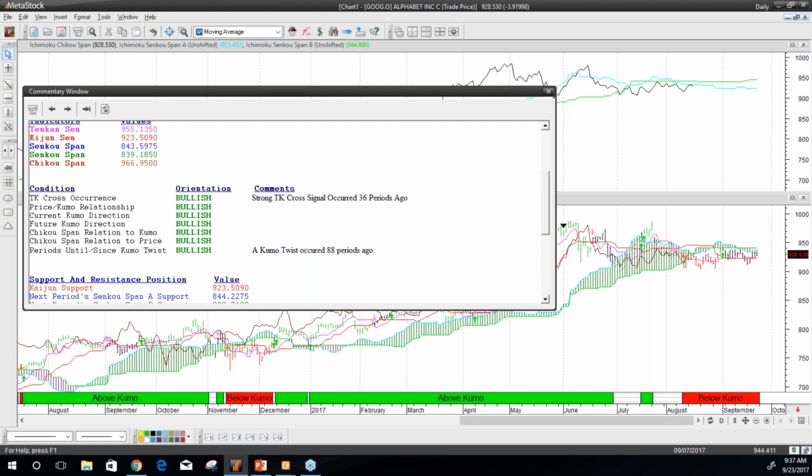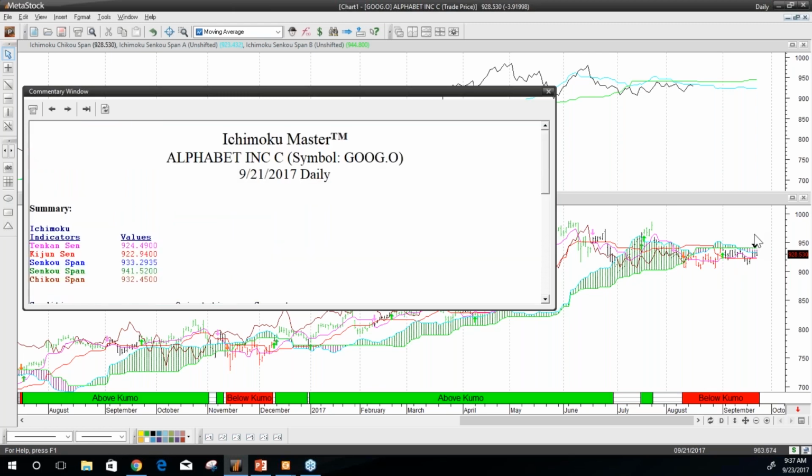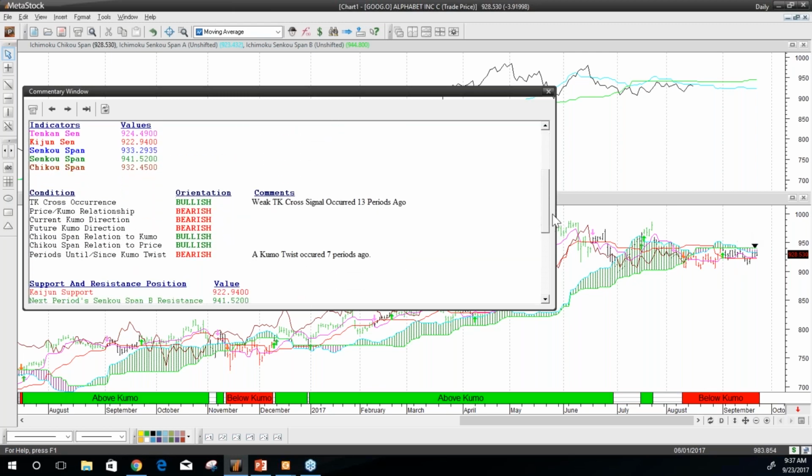You will have various things such as a Kumo twist, which we're actually coming around down here at the bottom. And this right here lets you know when Kumo twists happen, and that's when the Kumo direction is changing. And one of the things that Ichimoku Master does is if you're out here and there's a Kumo twist that occurs in the future, it will let you know, even though you can't see it here, you would be able to see it up on this window up here that there would have been a twist occur.